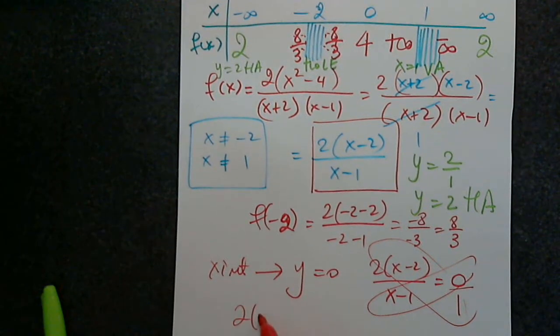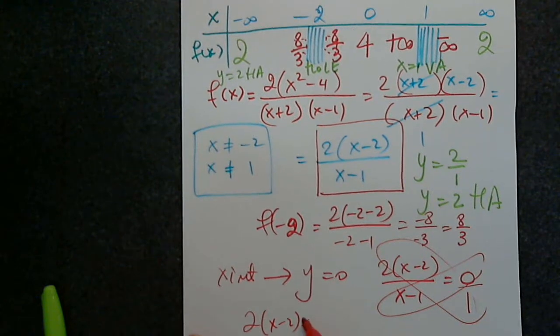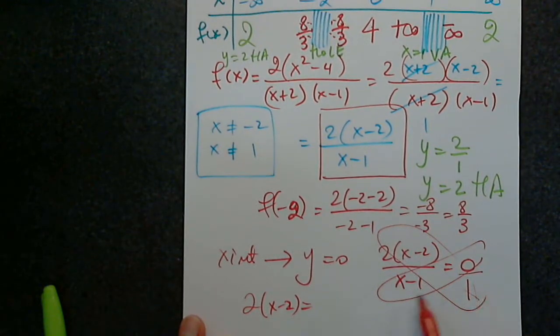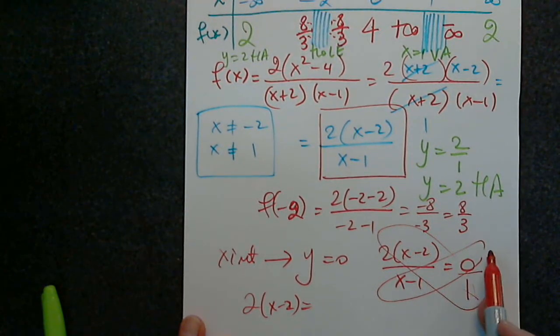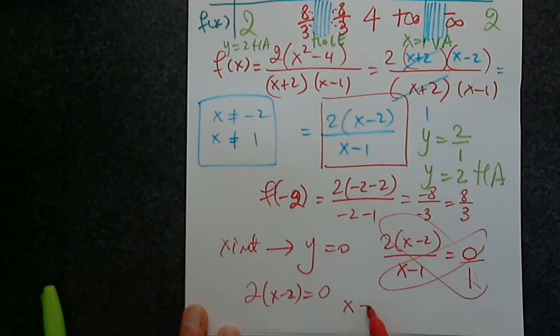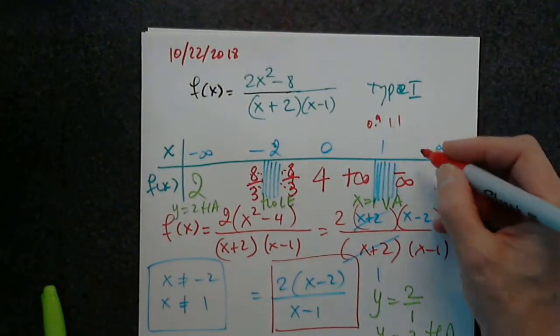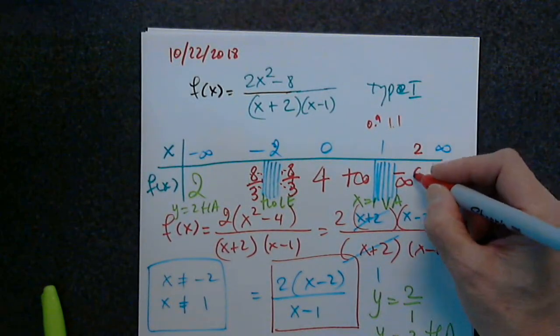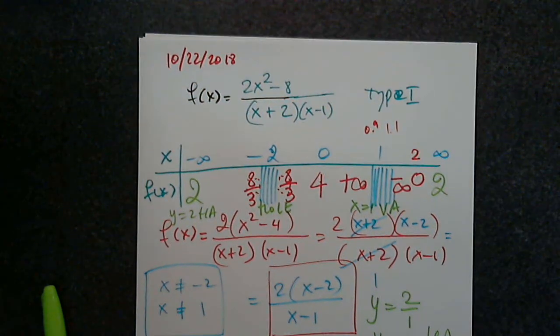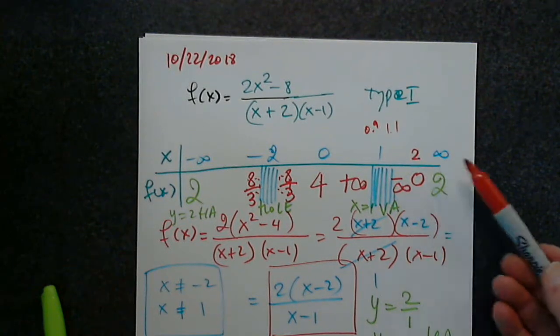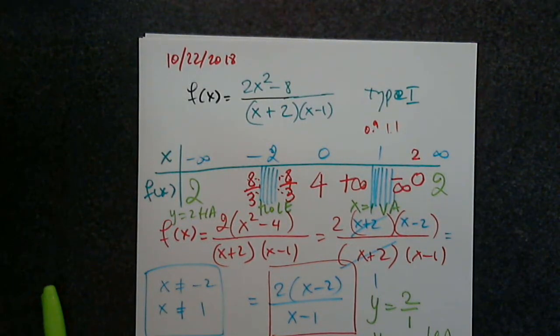So 2 times x minus 2 equals? Perfect. So therefore, x must be 2. So we go up here, 2, comma 0. Careful where you put 2. It has to be between 1 and infinity, of course.